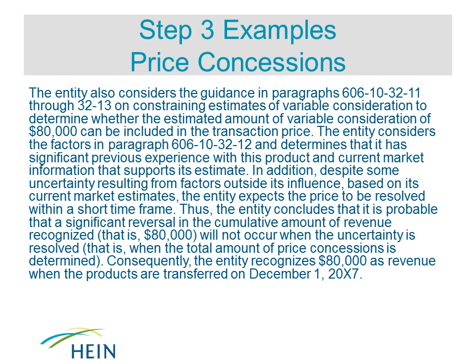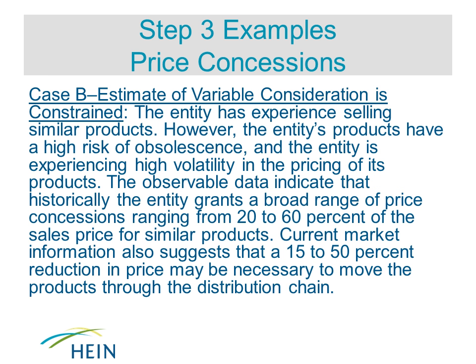And again, we get some very small font here because we're talking about the constraining estimates of variable consideration. In a nutshell, the entity concludes that it is probable that a significant reversal in the cumulative amount recognized will not occur when the uncertainty is resolved. And this is basically based on their history with similar products, et cetera. So they're able to get over that constraint. And in that case, they would be able to recognize revenue for the 80,000 units.